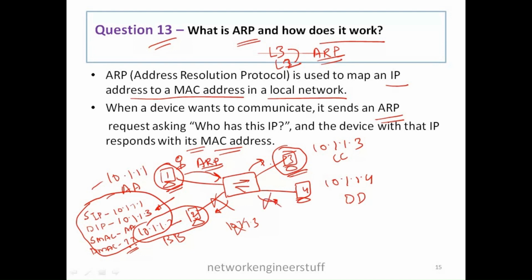PC4 will also do the same stuff, but what PC3 will do is that it will find, yes, I am 10.1.1.3, and it will respond to that ARP message with its MAC address, that is CC. So it will get this information which was missing, that is the destination MAC address. In this way the ARP works.